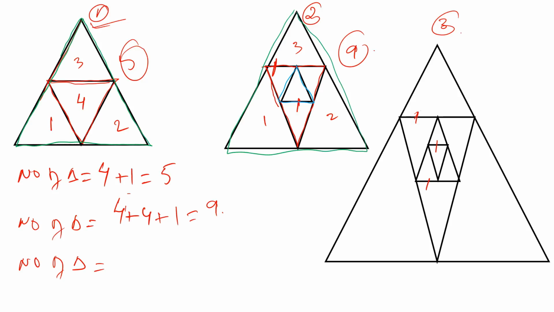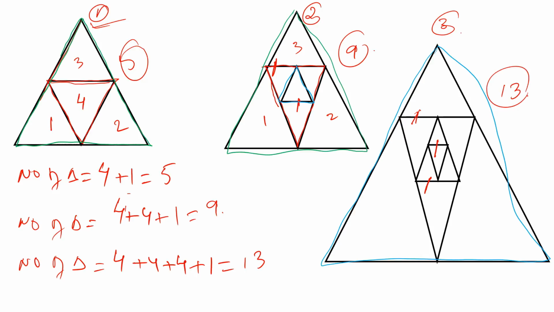Let's just say like this: one inner triangle forms 4, this one forms 4 triangles, and this third inner triangle forms another 4 triangles. And at the last we have to add the bigger triangle, plus 1. So the number of triangles in this figure number 3: 4 plus 4 is 8, 8 plus 4 equal 12, 12 plus 1 equal to 13. So in figure number 3 we have 13 triangles.